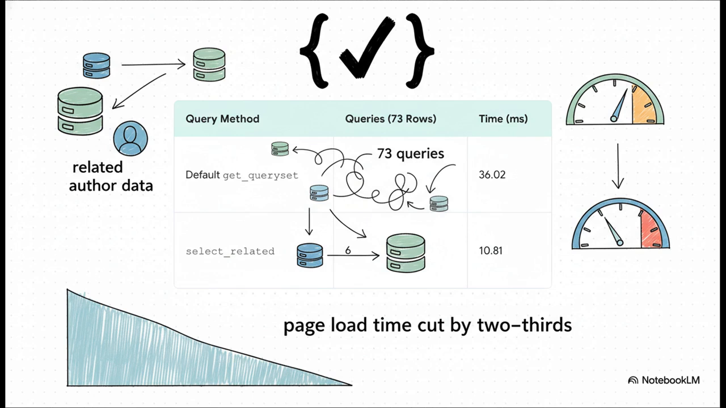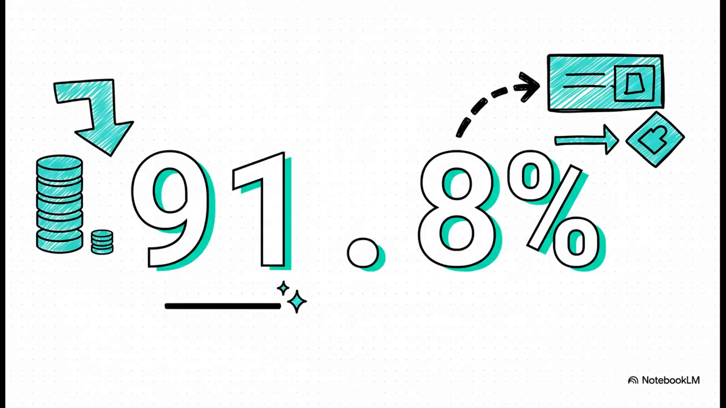And the results? They speak for themselves. We go from 73 queries all the way down to just 6. The page load time is literally cut by two-thirds. Just let that sink in for a second. A 91.8% reduction in database queries with just one line of code.